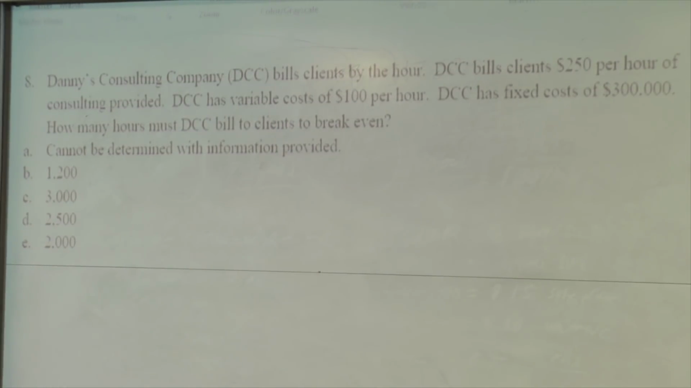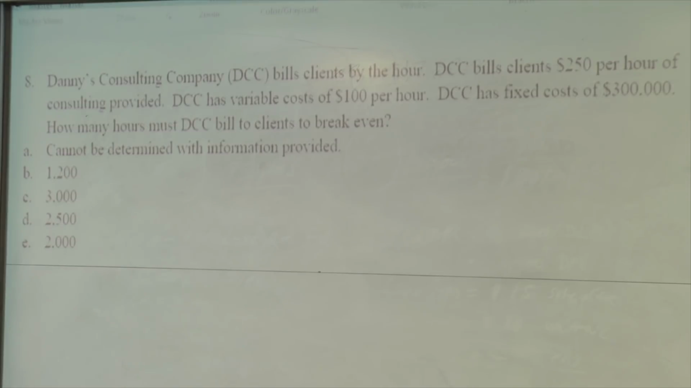All right. So question 8, Danny's Consulting Company, DCC bills clients by the hour. DCC bills clients $250 per hour for the consulting provided. They have a variable cost of $100 per hour. They have fixed costs of $300,000. How many hours must DCC bill to clients to break even?